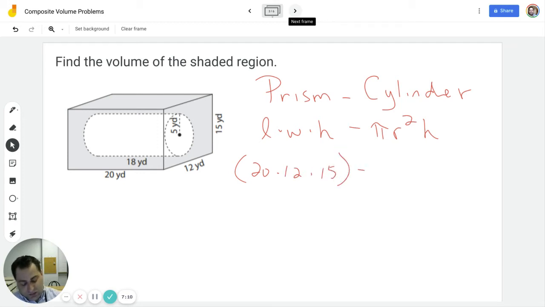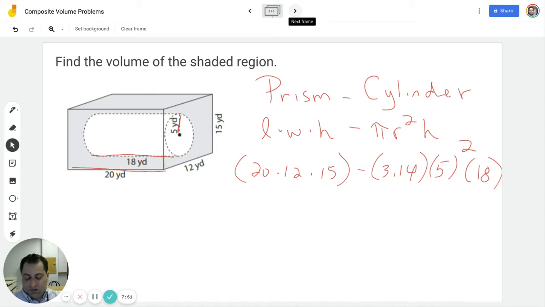For the cylinder, I have pi, which is 3.14, a radius of 5, right? The radius is right here. And a height. So it's not the height of the cylinder is only 18. So just be careful of that right there, because it's not as long as the cylinder. It's not as long as the prism. So the prism's 20, the cylinder's only 18.